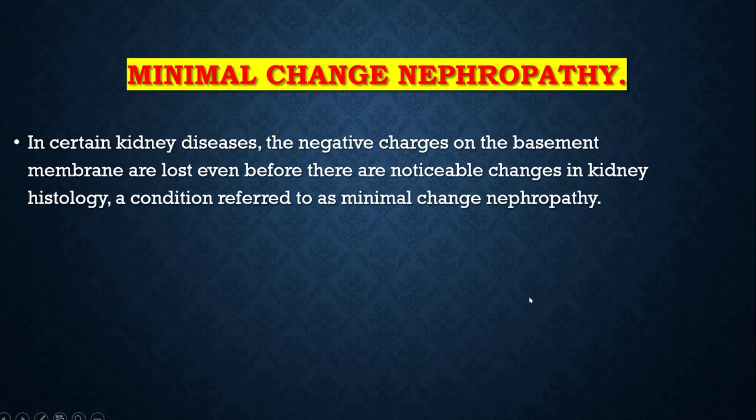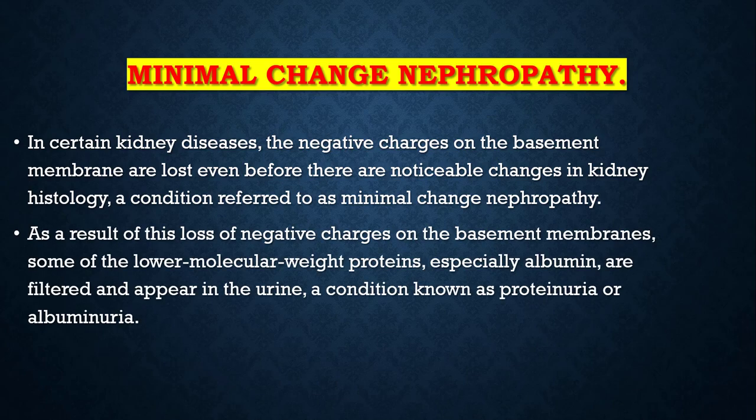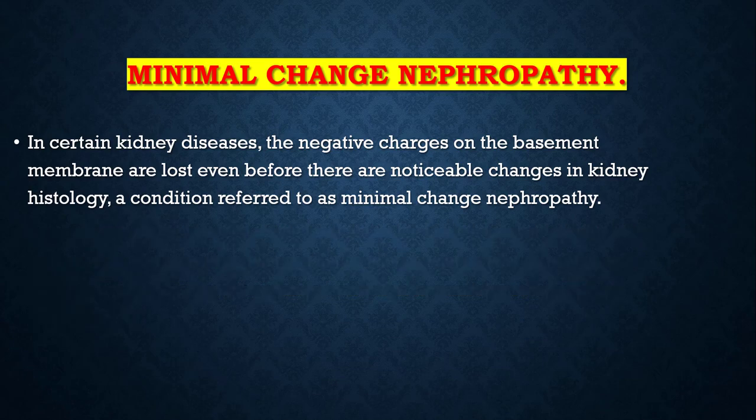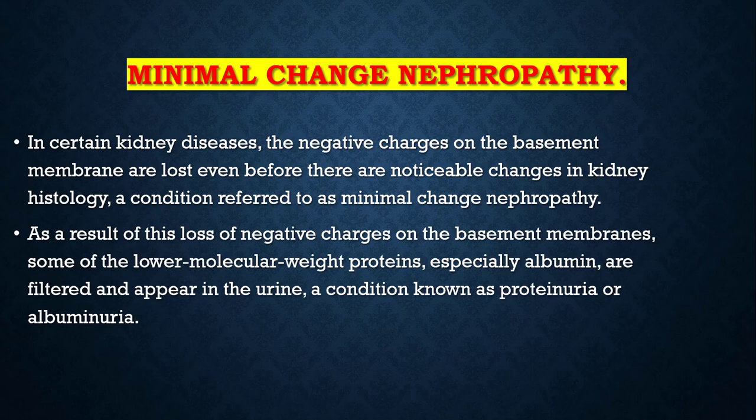Minimal change nephropathy. In certain kidney diseases, the negative charge of the basement membrane is lost even before there are noticeable changes in the kidney histology, a condition referred to as minimal change nephropathy. When the negative charge of the basement membrane is lost, protein appears in the urine, and this change is called minimal change nephropathy, before any major change in the glomerular basement membrane.